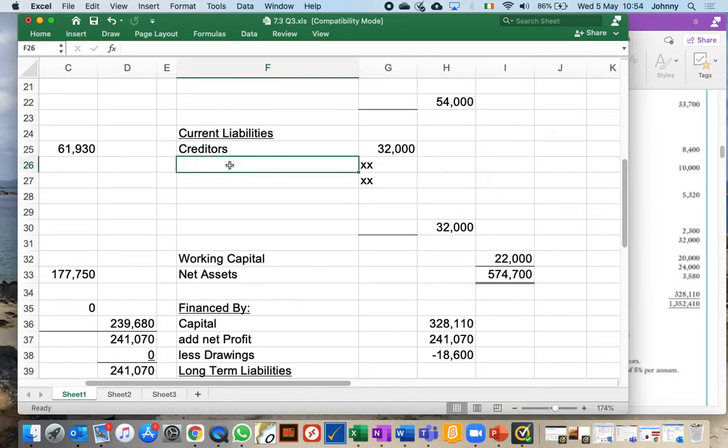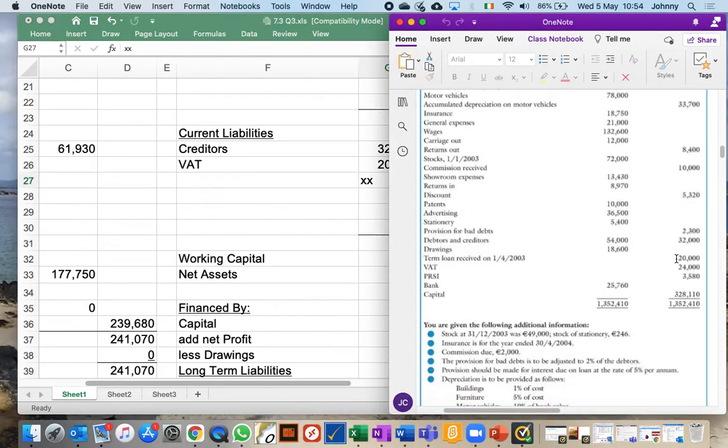So where are we now? So VAT. And it is 20 grand, I think. No, that's term loan. So VAT is 24.